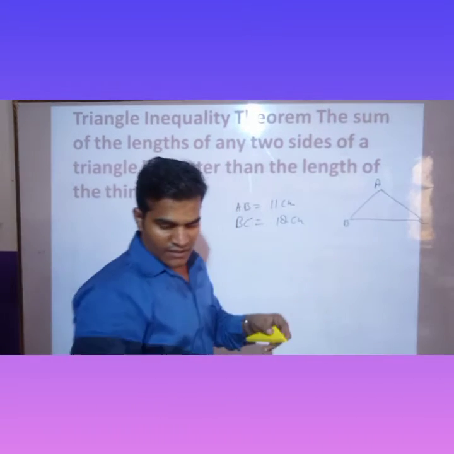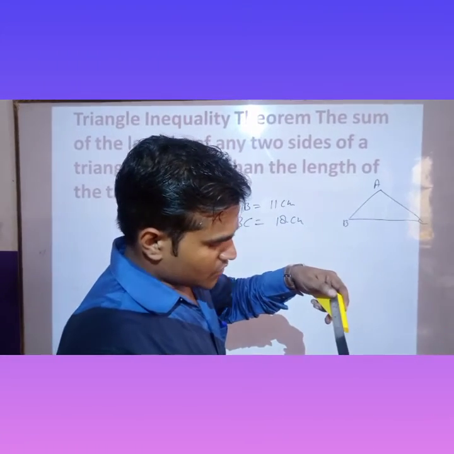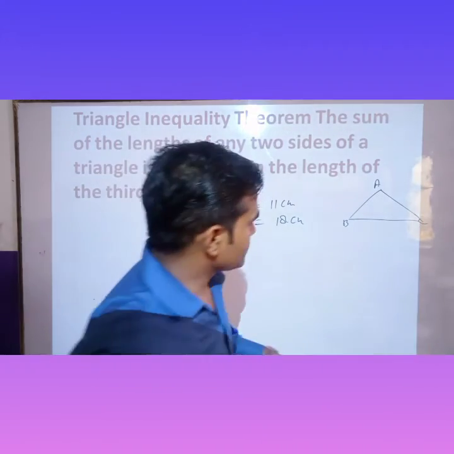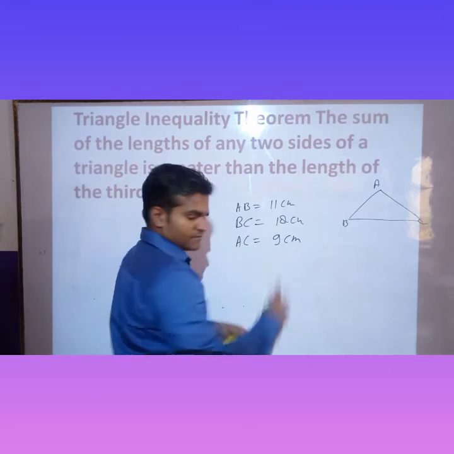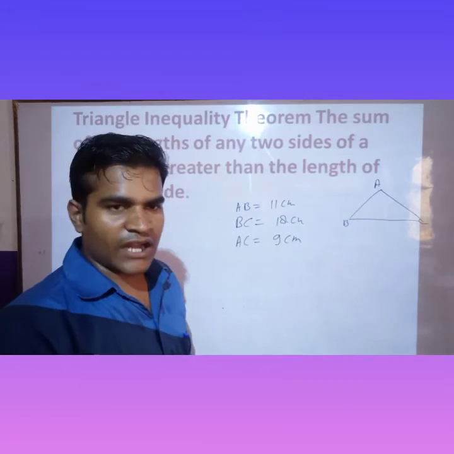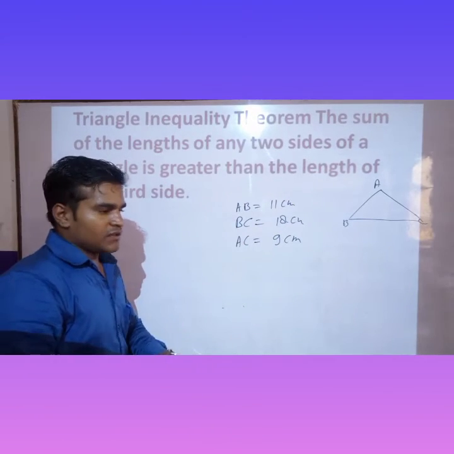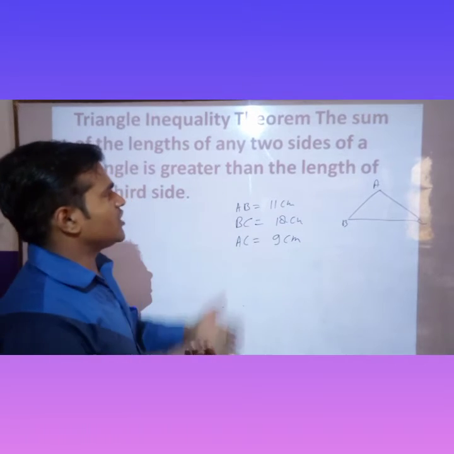Now we have to measure AC. What do we have to measure now? This one, AC, that is 9 centimeter. That is AC, which is 9 centimeter. Okay children, we measured it. Now we are going to learn the inequality of a triangle. That is called the triangle inequality.